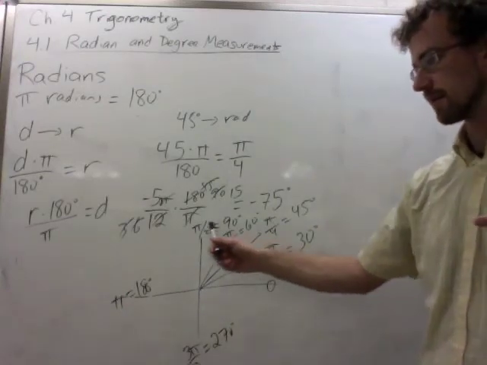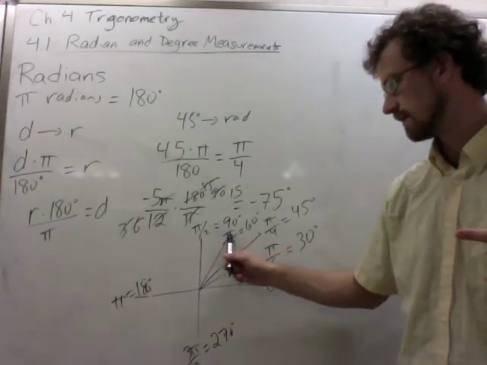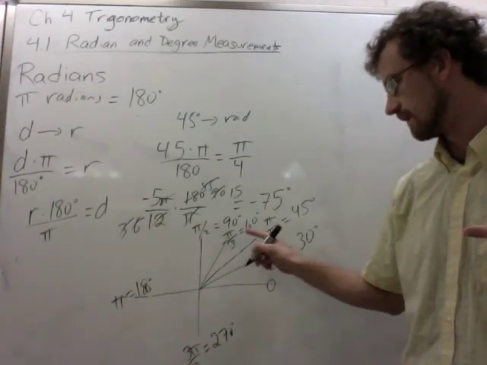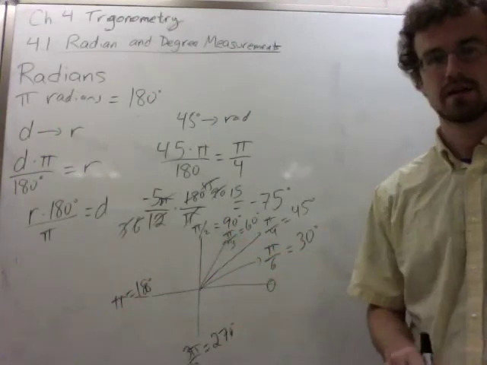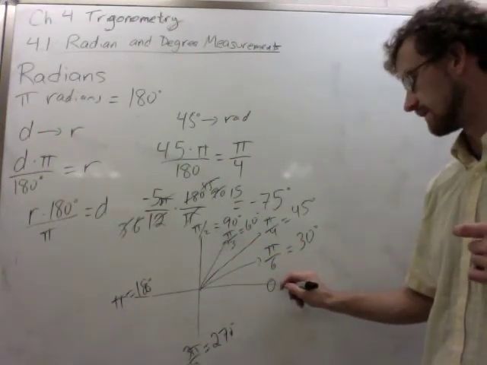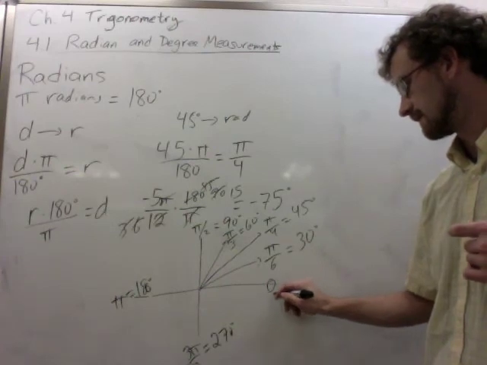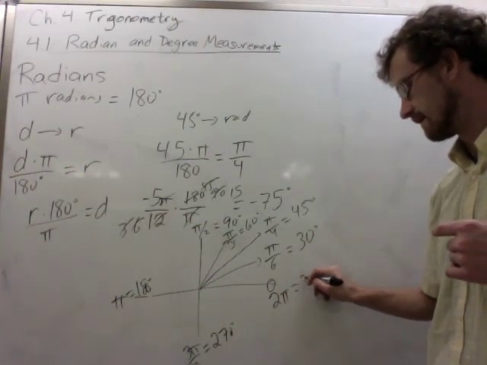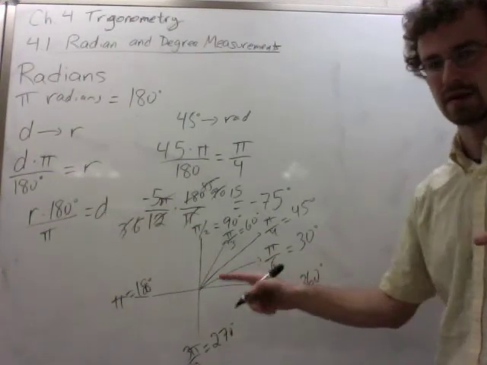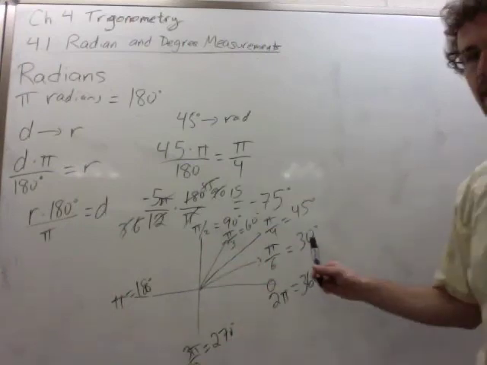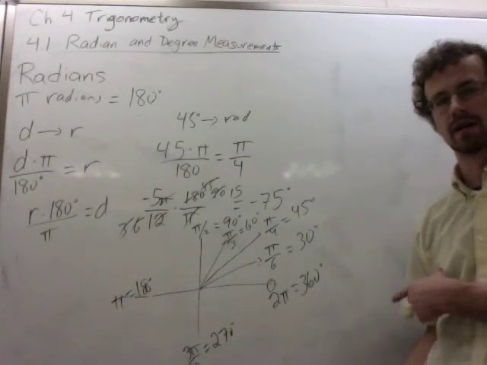And I want you to memorize these: 1, 2, 3, 4, 5, 6, 7, and also 8. 2 pi is 360 degrees. I want you to memorize these 8 degree-radian equivalencies.